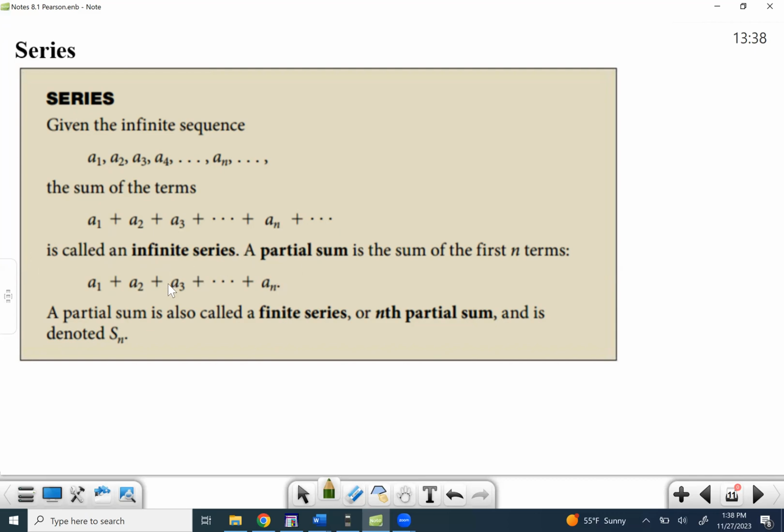So partial sum. So whenever I write S, that means that I'm asking you to add up an infinite series. This is going to mean the sum of an infinite series. S for sum. If I put S sub n, that subscript tells me how many of the terms I'm going to be adding. So this would mean add the first n terms. Or in other words, the nth partial sum.